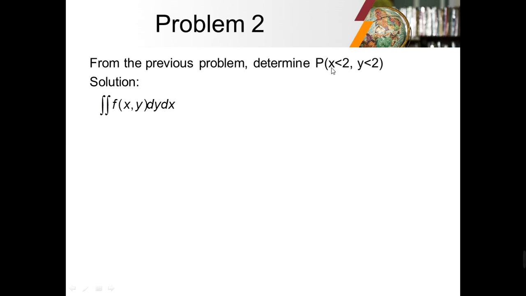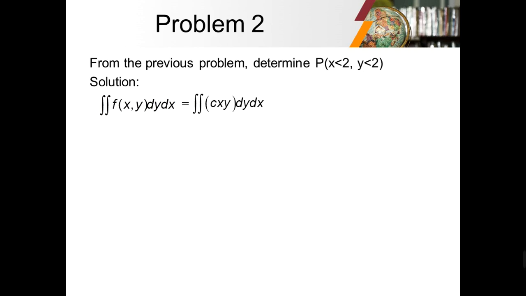Ang ating hinahanap ay probability na x is less than 2 and y is less than 2. Kaya alam naman natin na ang ating value ng x ay pwedeng mang-range from 0 to 3. So, ang ating limits, minimum value ng ating x would be, kung x is less than 2, pwedeng 0 to 2. Si y naman is 0 to 2 din. Okay?